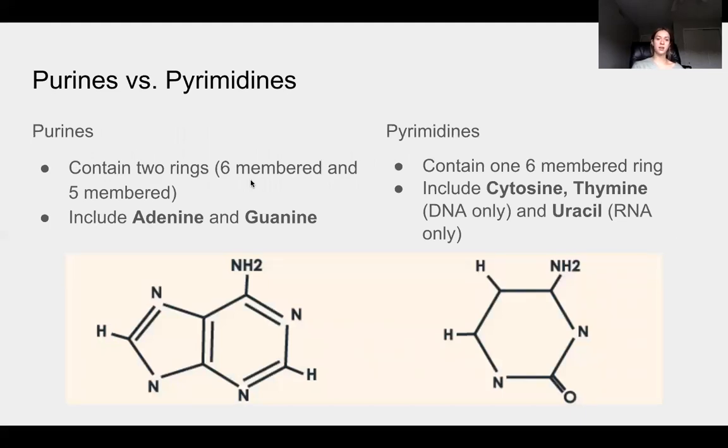So purines contain a 6-membered and a 5-membered ring, and these include adenine and guanine. So a way I think that most people use to remember this, if you think Ag, like from the periodic table, is silver, and silver is something you think of as pure. So purine, Ag, that's just a common memorization tool that I've seen used for this. And then pyrimidines only contain 1 6-membered ring, and these include cytosine, thymine for DNA, or uracil for RNA.